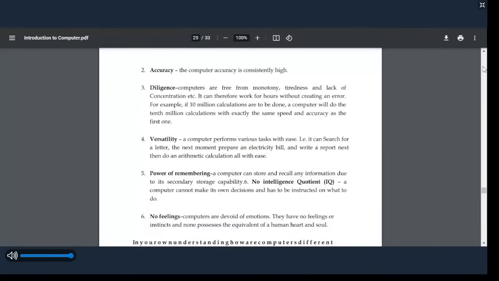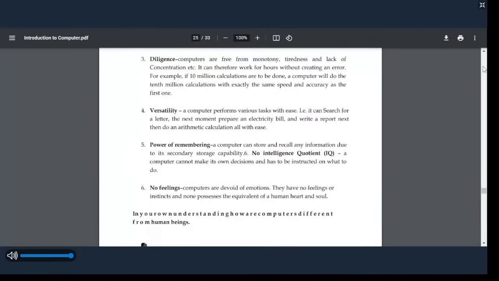Then number 6, it has no intelligence quotient. A computer cannot make its own decision and has to be instructed on what to do. Then it has no feelings. Computers are devoid of emotions, so they are not emotional. They have no feelings or instinct, and none possesses the equivalent of a human heart and soul.